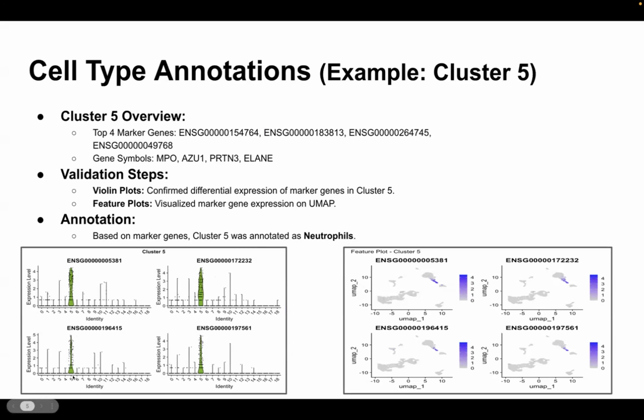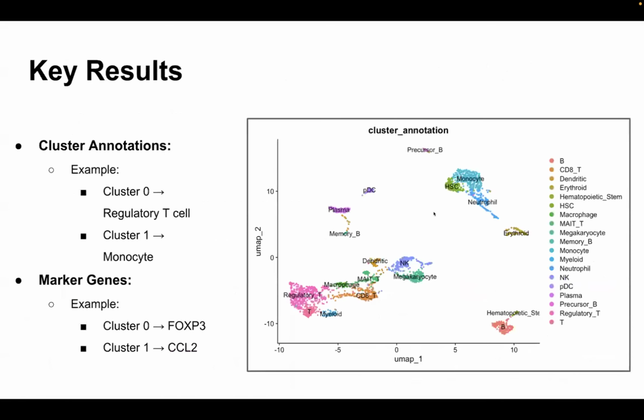Next I visualized the expression of these markers using feature plots, which allowed me to confirm that the genes were specifically expressed in cluster 5, and also ensured that the clustering results we obtained from the previous step were accurate. Based on the expression patterns of these marker genes, I annotated cluster 5 as neutrophils, and I repeated this process for all 19 clusters to ensure accurate cell type annotations.